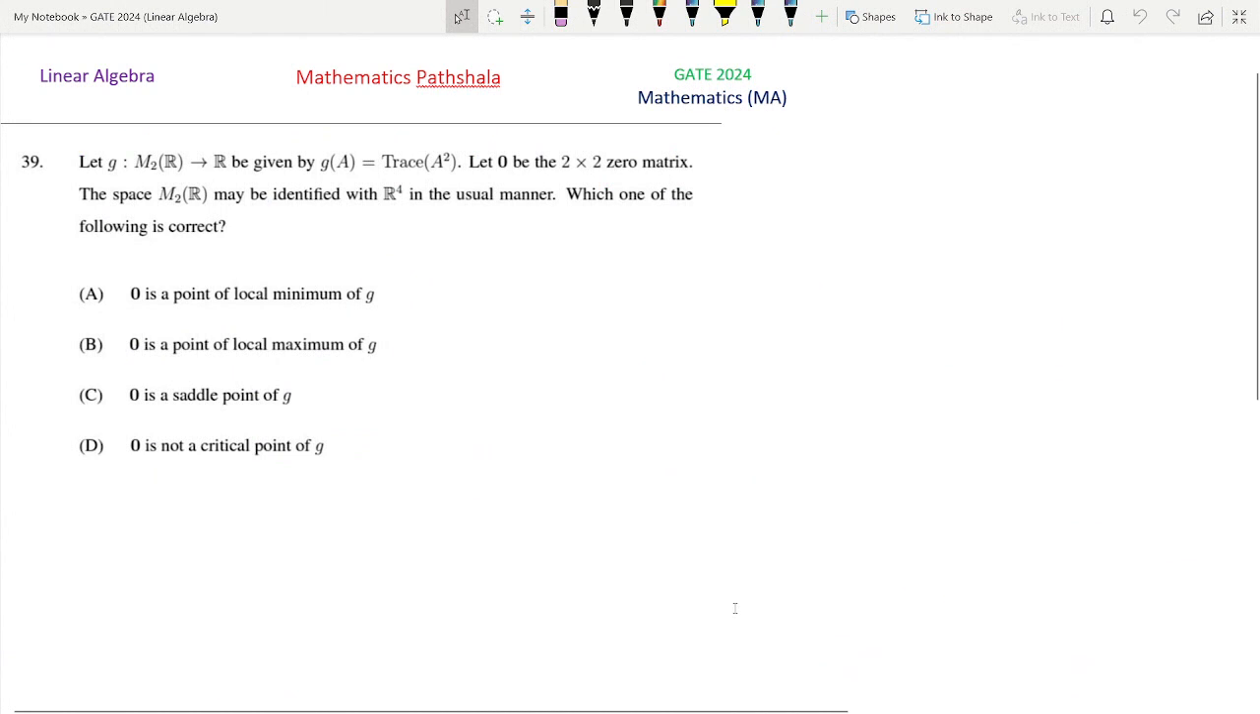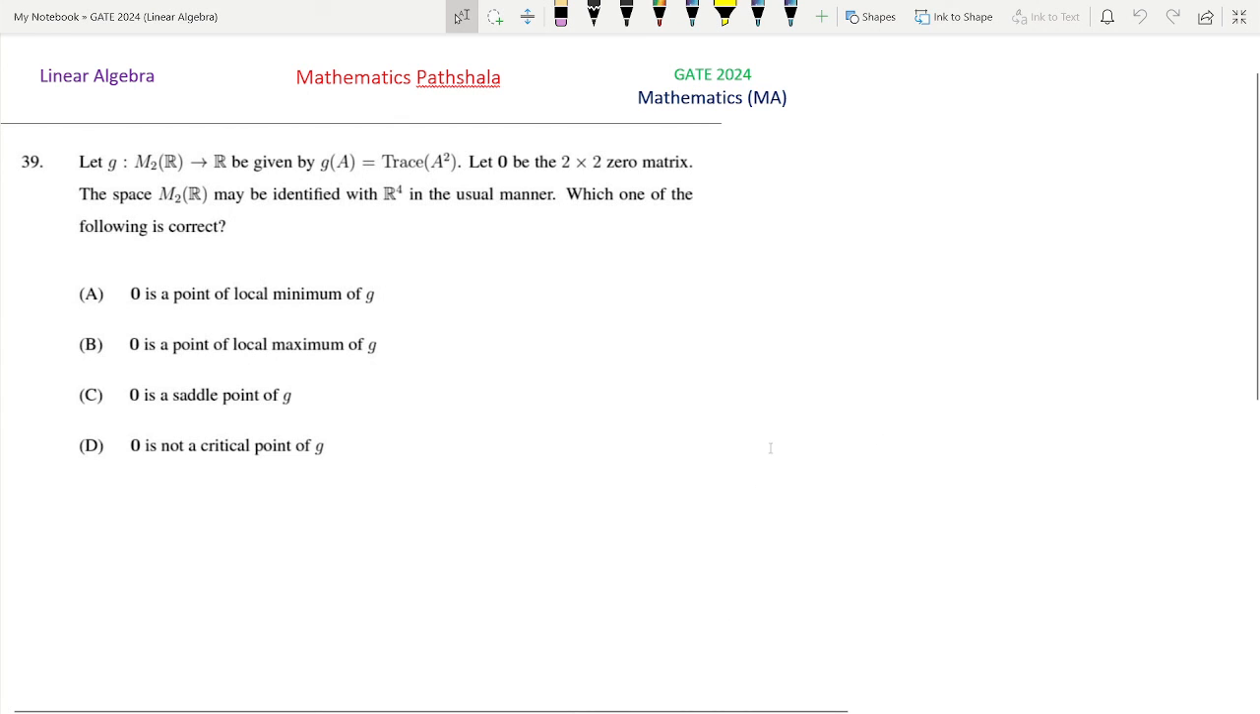First we read this question. Let G from M2(R) to R be given by G(A) equals trace of A square. Let 0 be the 2 by 2 zero matrix. The space M2(R) may be identified with R4 in the usual manner. Which one of the following is correct? There are four options. Option A says that 0 is a point of local minimum of G. Option B says that 0 is a point of local maximum of G. Option C says that 0 is a saddle point of G, and option D says that 0 is not a critical point of G.